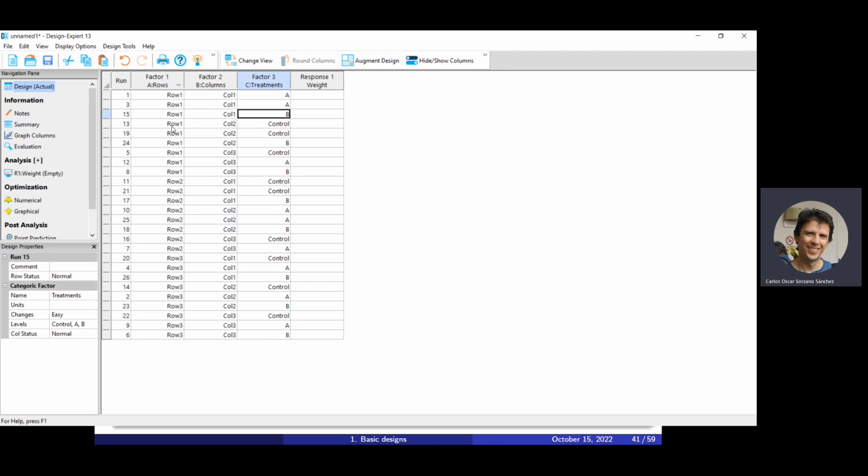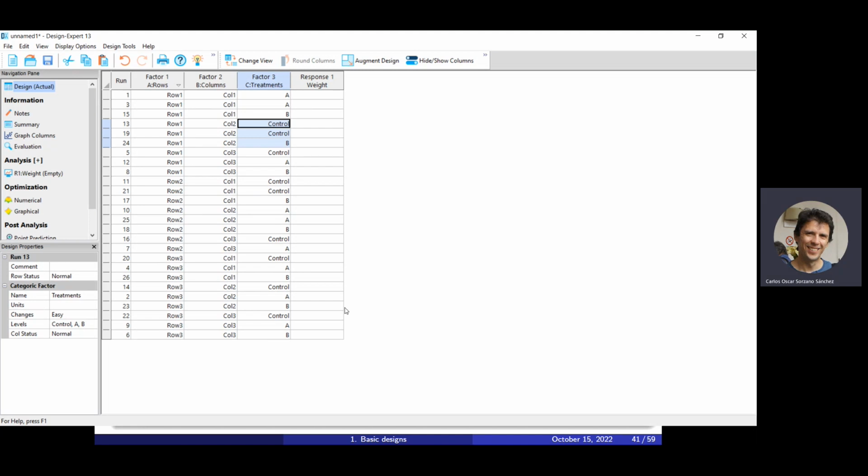So then we would have row 1, column 2, we have control and B, so that means that again we split it in three parts, and then we apply these ones, and then row 1, column 3, we have control, A and B. So the rows and columns are accounting for possible gradients of the fertility of the soil, and then we split those regions into smaller parts, and then within each one of the parts we apply a different treatment.